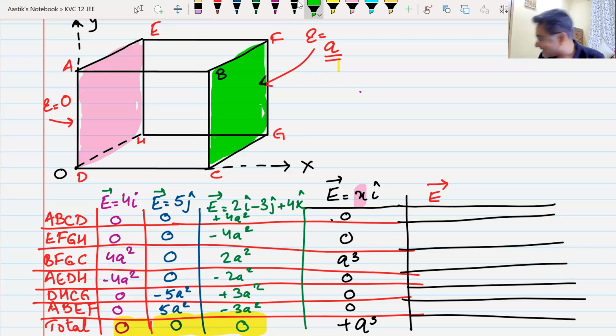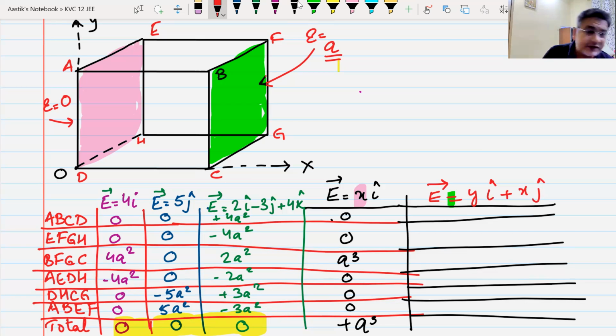That means this next one is going to give you another round of trouble, and that is y i plus x j. Now I made a field which is just too good to be true, too difficult to make, but I can write it. y i plus x j. So the component along x-axis varies with y, and the component along y-axis varies with x. I hope you understand what is written there.